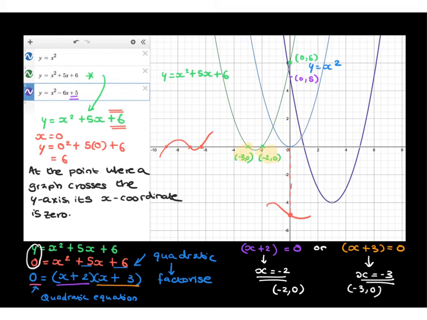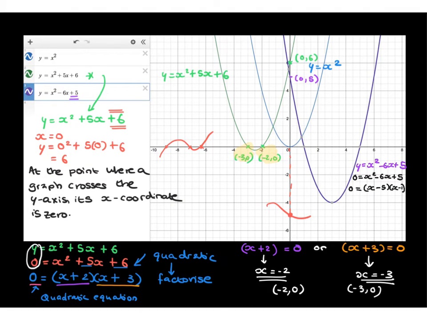So let's see if we can do something similar with this graph here. The purple graph is the graph of y equals x squared minus 6x plus 5. Now, let's make the y-coordinate equal to 0. So we get 0 equals x squared minus 6x plus 5. Now, we can factorize this quadratic equation on the right-hand side: x minus 5, x minus 1.